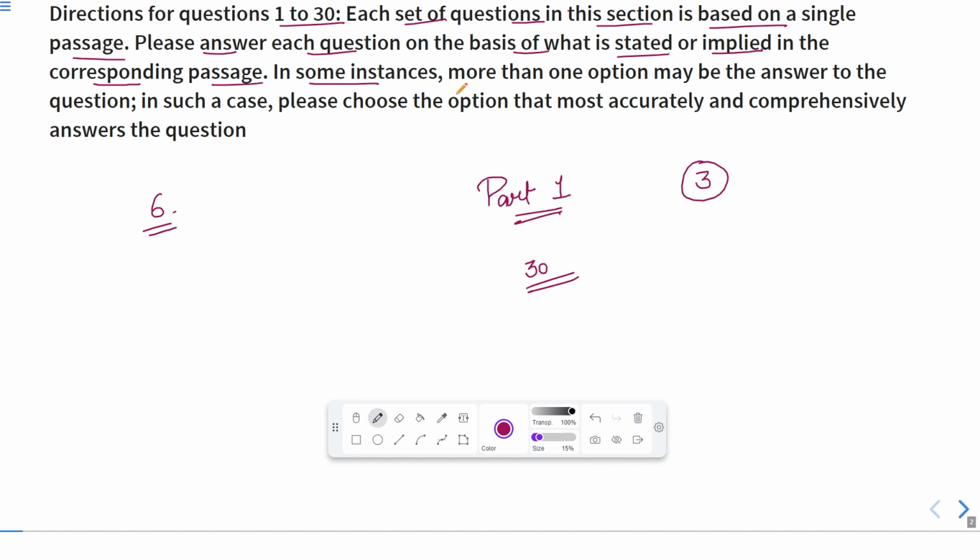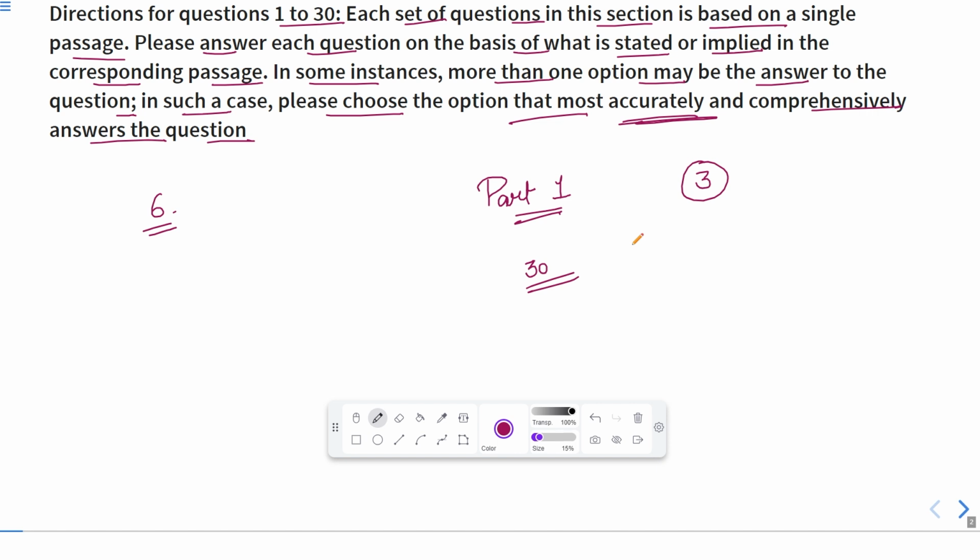In some instances, it means for some examples of questions, more than one option may be the answer. It may be possible that one question may have several options, and it can have several options as the answer. It means our answer can be more than one or two options as well. In such a case, please choose the option that most accurately and comprehensively answers the question. It is possible that after reading the passage, we can conclude that these two can be the answers, but you have to look for the accurate option which can be the answer to that particular question.